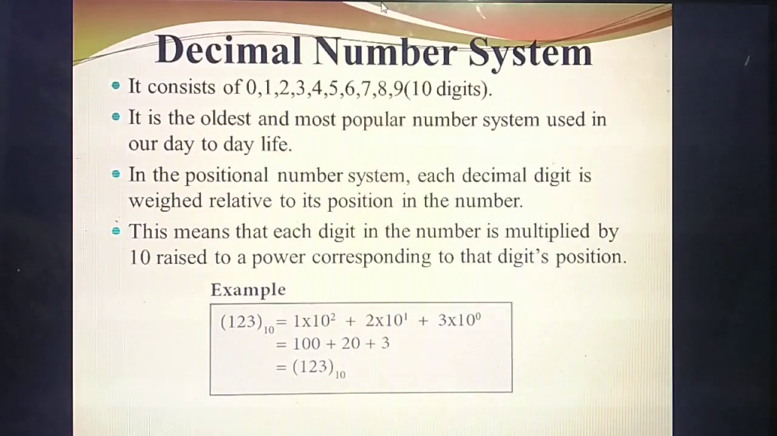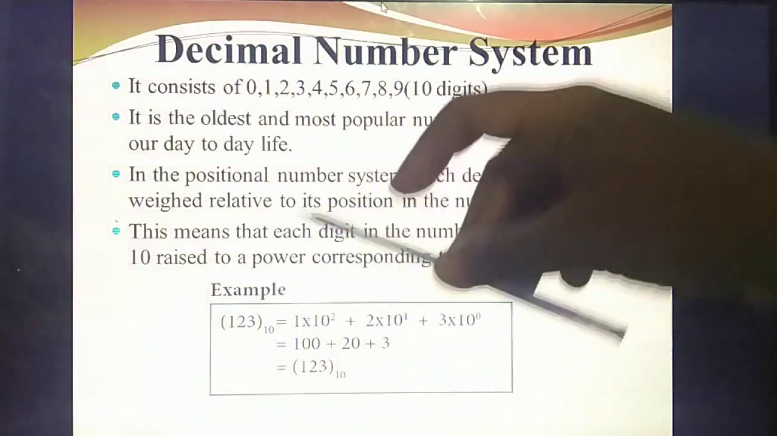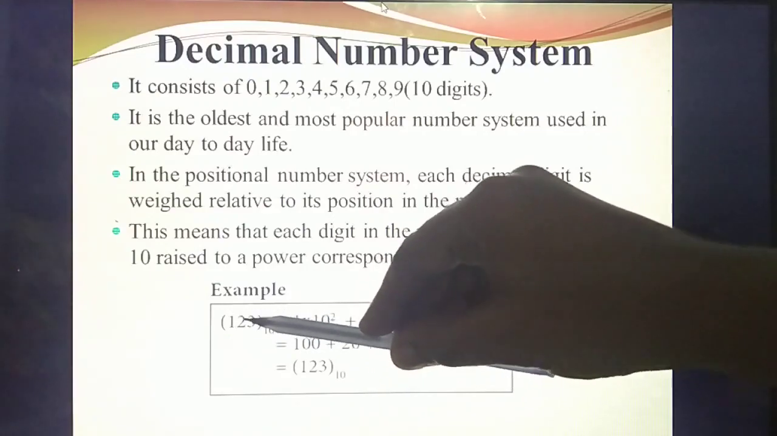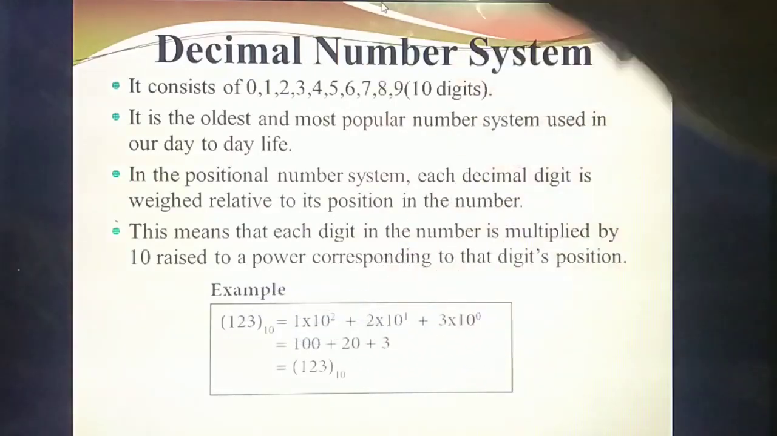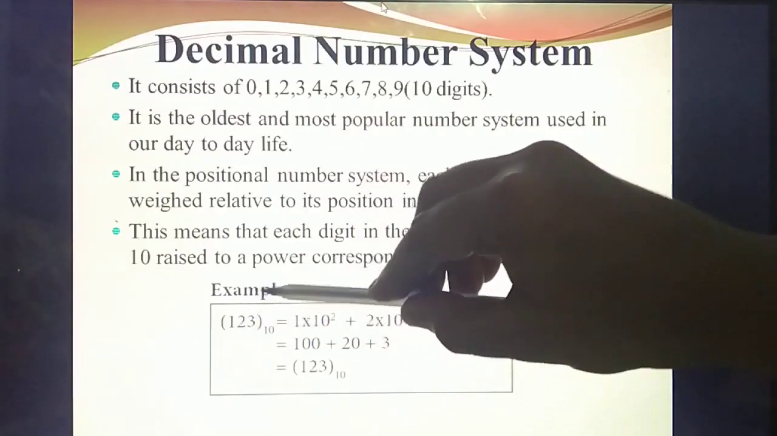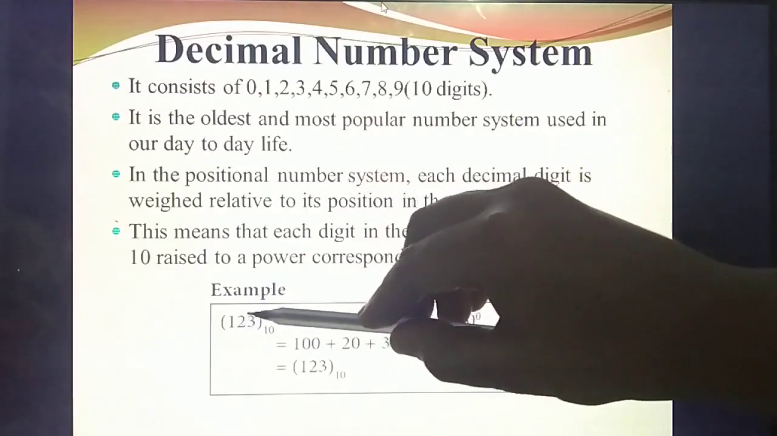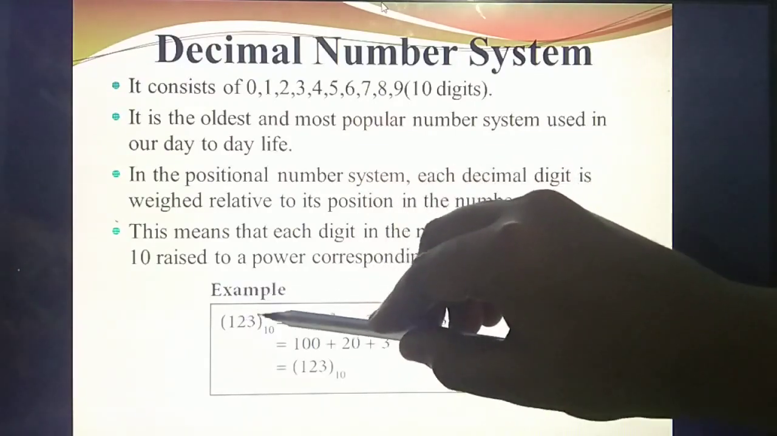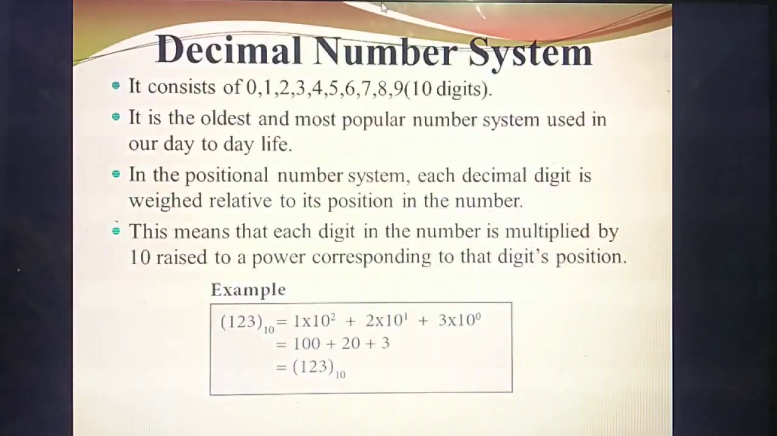Next, listen. Decimal number system means, as you have studied, each number is multiplied by 10 to the power of its place value. Starting from here, the place value of 1 is 2, so 1 into 10 to the power 2. Next, 2 into 10 to the power 1. Next, plus 3 into 10 to the power 0.